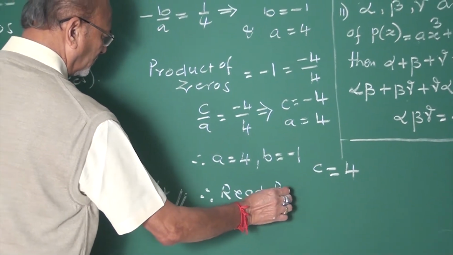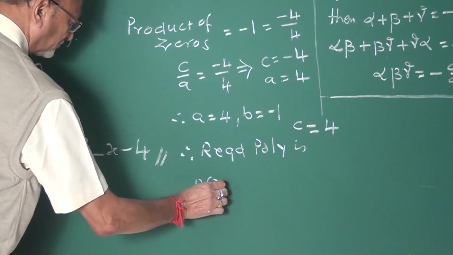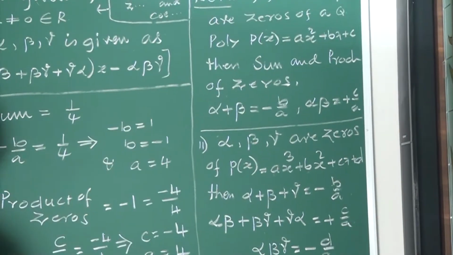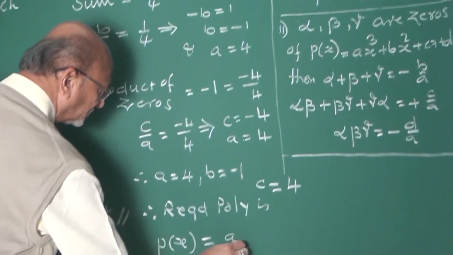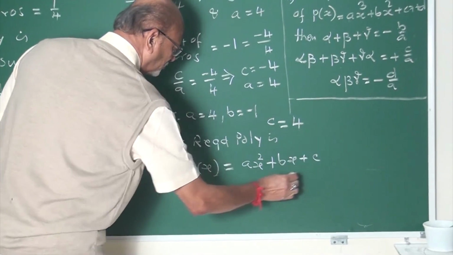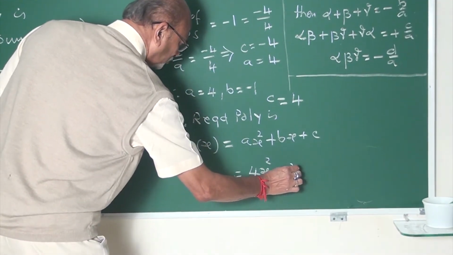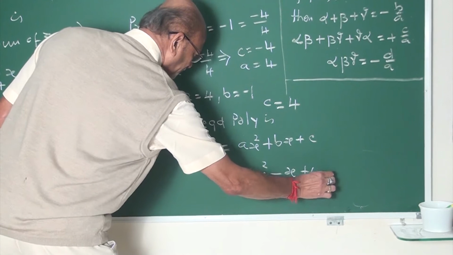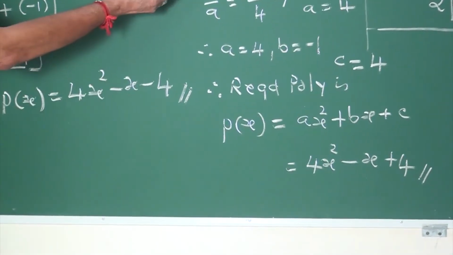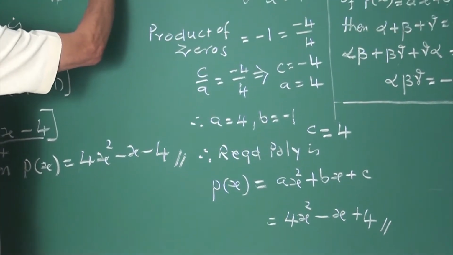Therefore, the required polynomial is P(x). P(x) is ax squared plus bx plus c. Put the values: a, 4x squared; b is minus 1 into x; plus c, minus 4. This is P(x). This is the second method, or alternative method.